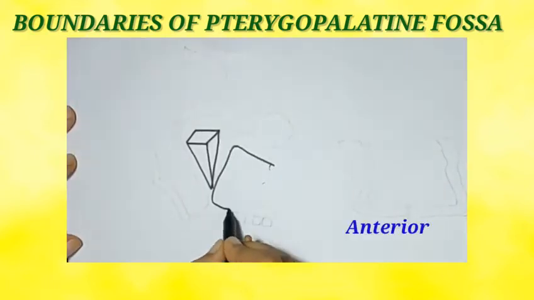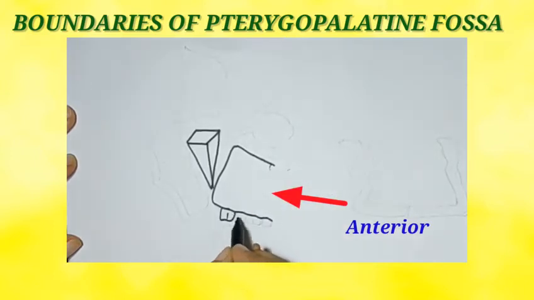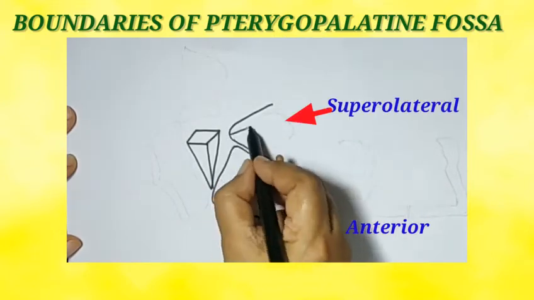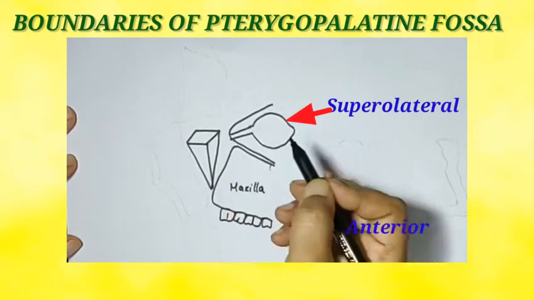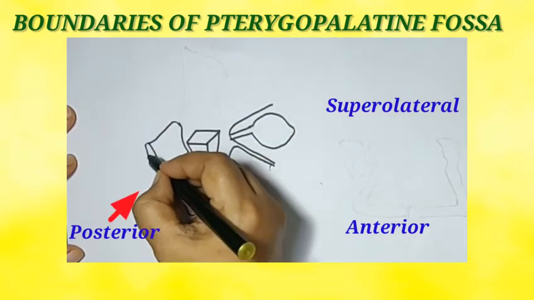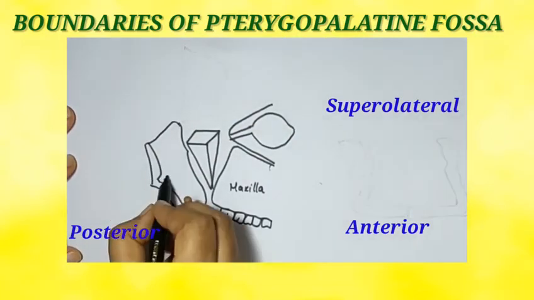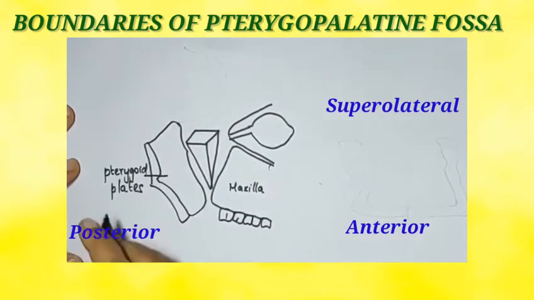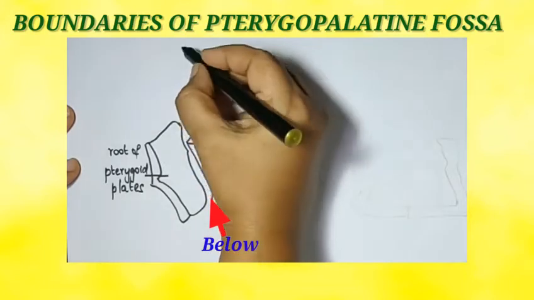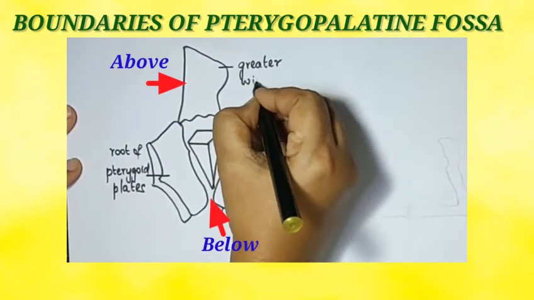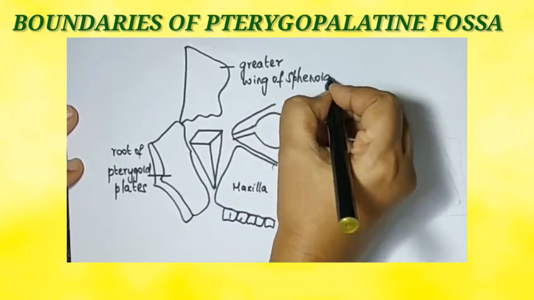Anteriorly, the fossa is related to the posterior wall of the body of the maxilla, and also it is present below the apex of the orbit. So the orbit is related to its superolateral part, while posteriorly the fossa is bounded by the root of the pterygoid plates between the lateral and the medial pterygoid plate. Below in the apex, the anterior and the posterior walls meet, while above it is related to the greater wing and the body of the sphenoid medially and the orbit laterally.